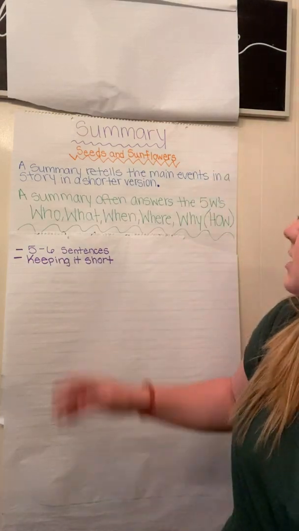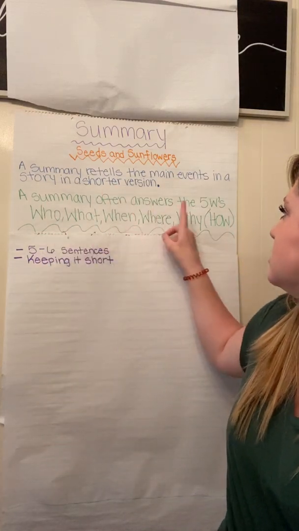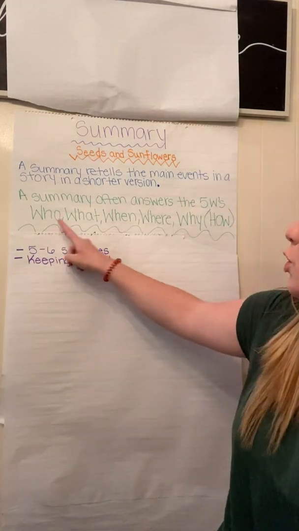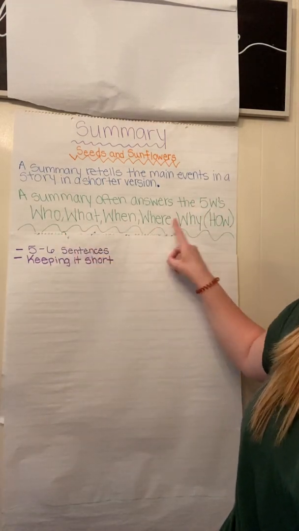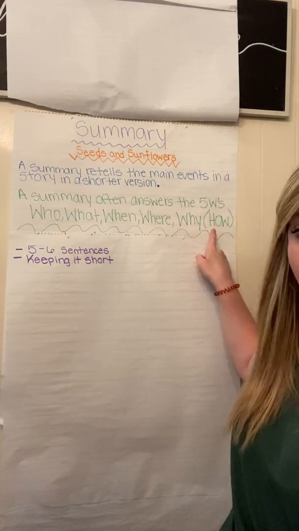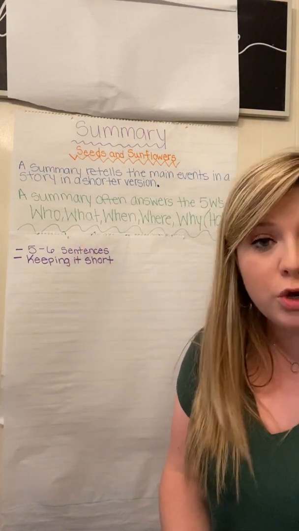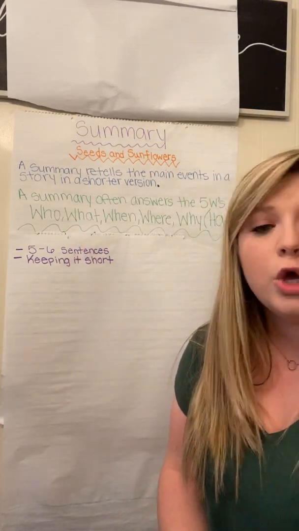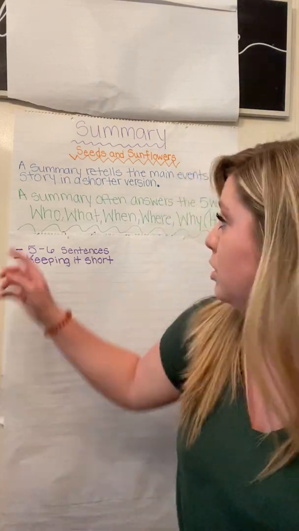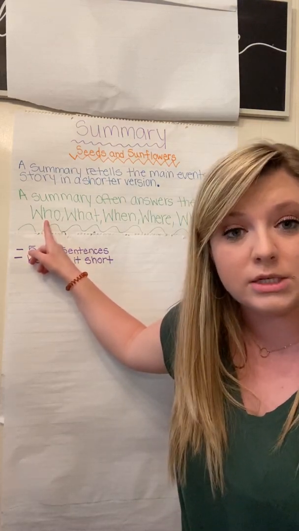Okay? So like we talked about yesterday, a summary often answers the 5 W's. Okay, and the 5 W's are who, what, when, where, and why. And sometimes the why can kind of be like a how. Okay, so when we are talking about our 5 W's, the who is who was the main character in the story. So when you are writing your summary, I want to know who was the main character in the story. Who were the people in the story?